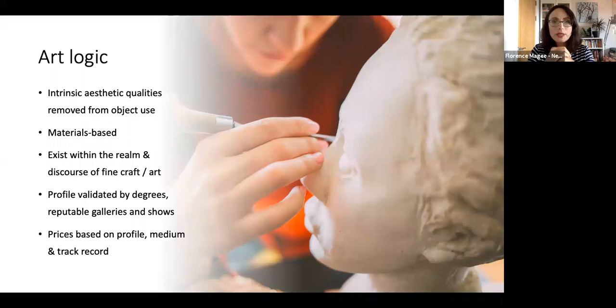The other logic for the unique object model would be an art logic. So like we're stepping into the fine craft realm, where you might make objects for exhibitions, shows, and galleries. And this is very specific. It's material based. It is within a certain discourse of what's current. It's validated by your education or by where you're shown and who you are associated with. And the prices, again, are even more difficult to come up with because they're really based on the medium, the profile, the track record. And, well, sometimes it's also a bit of the luck of the market of what is popular.